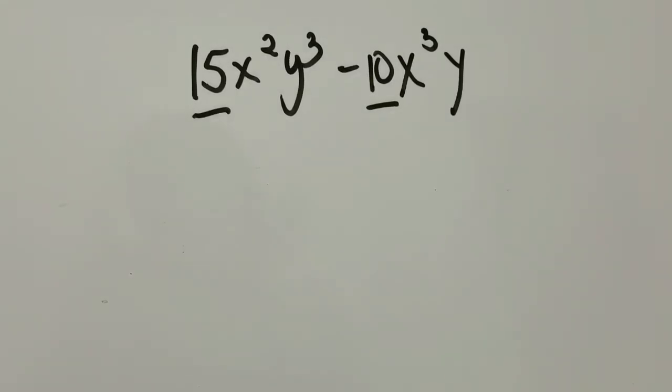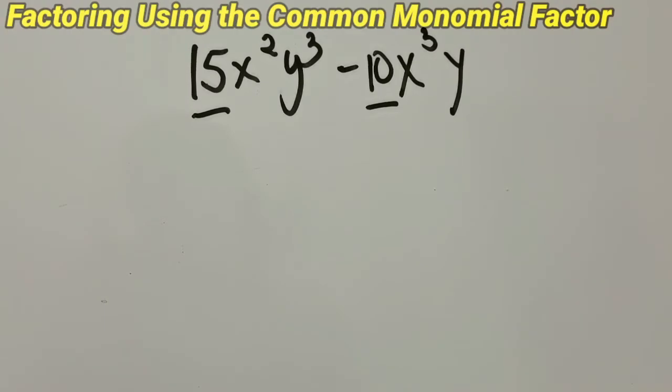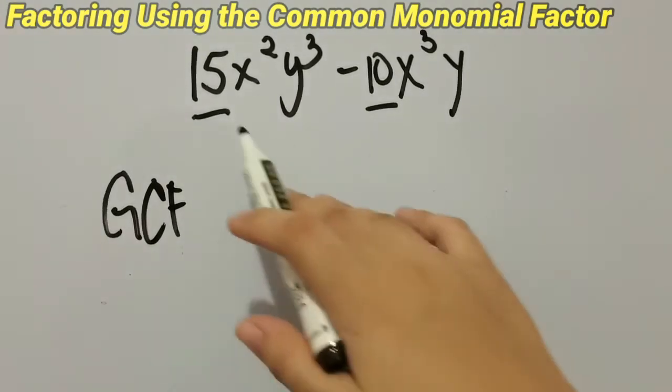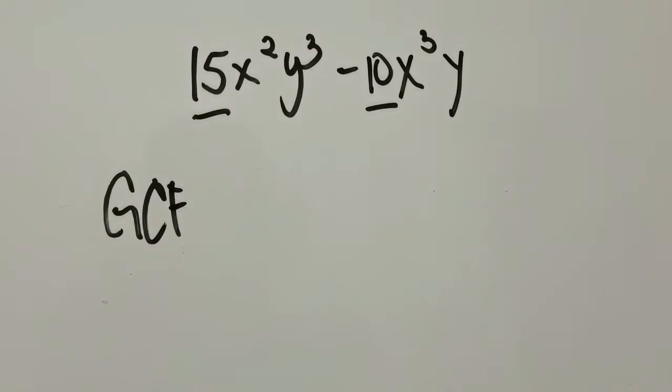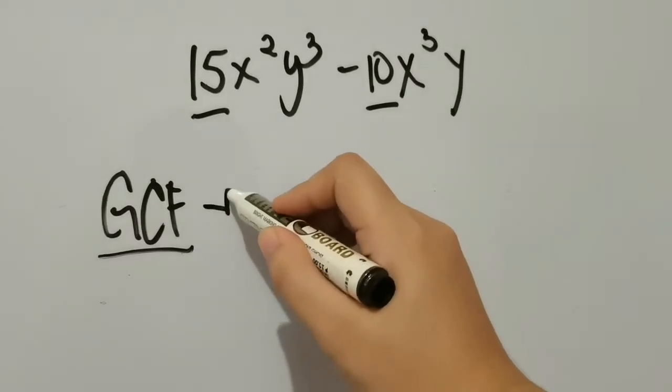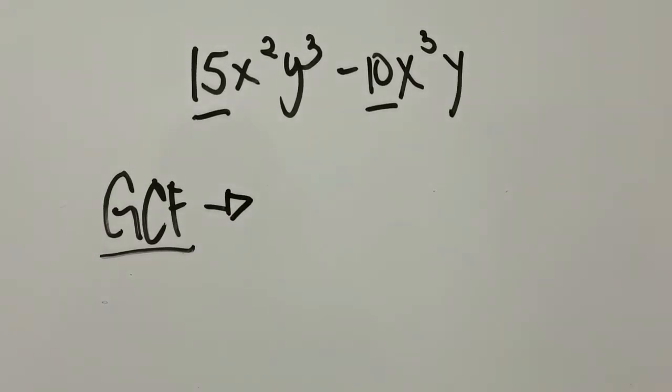Let's say, for example, we have 15x squared y cubed minus 10x cubed y. So first, let us find the GCF of the numerical coefficients 15 and 10. Think of the greatest common factor, o yung tinatawag natin na GCF. Isip tayo ng multiples of 15 and 10 na pinakamataas. Again, divisible by 15 and 10 na pinakamataas. Kaya tinatawag na greatest common factor.